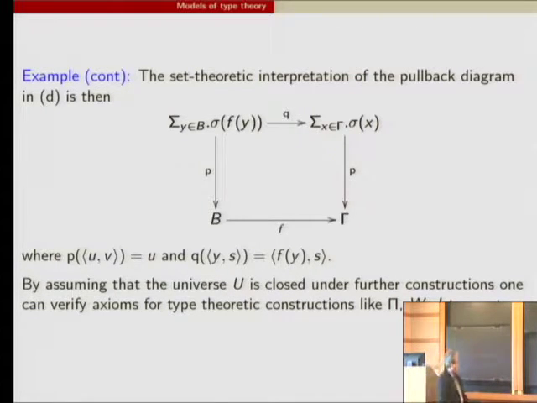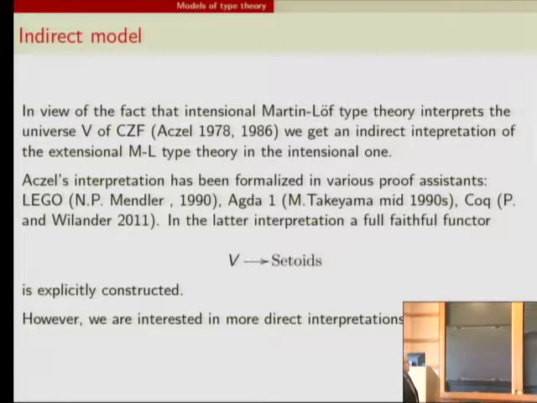And by assuming that this universe is closed under further constructions, one can verify type theoretic constructions like pi, W, identity types, and so on. I don't know that this has been written out in full or published at least. So, okay, we have then sort of an indirect model of, if we like, extensional type theory.